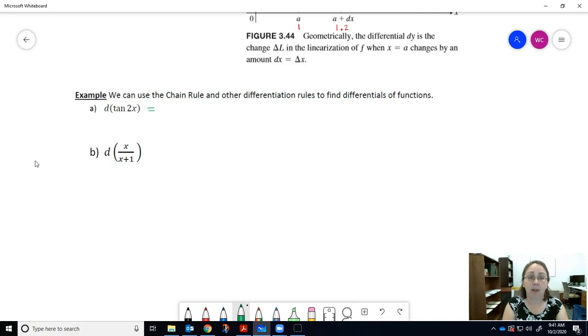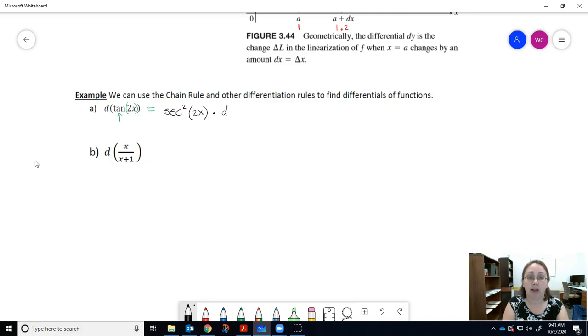Well, to take the derivative of tangent of 2x, remember 2x is inside of tangent, we should do what rule? Chain rule. So first the derivative of the outside. What's the derivative of tangent? Secant squared. The inside stays the same. Times, I'm not going to do it. I'm going to write what I'm going to do.